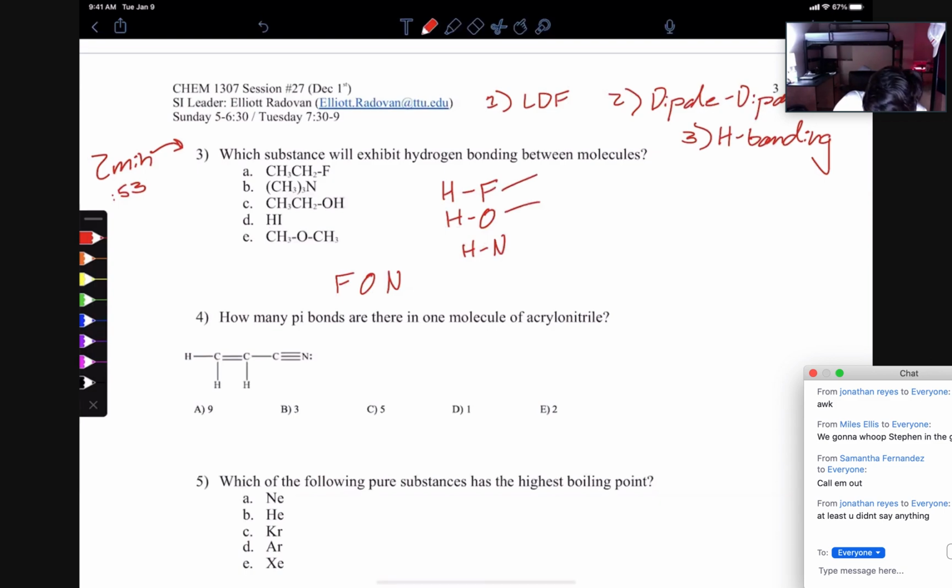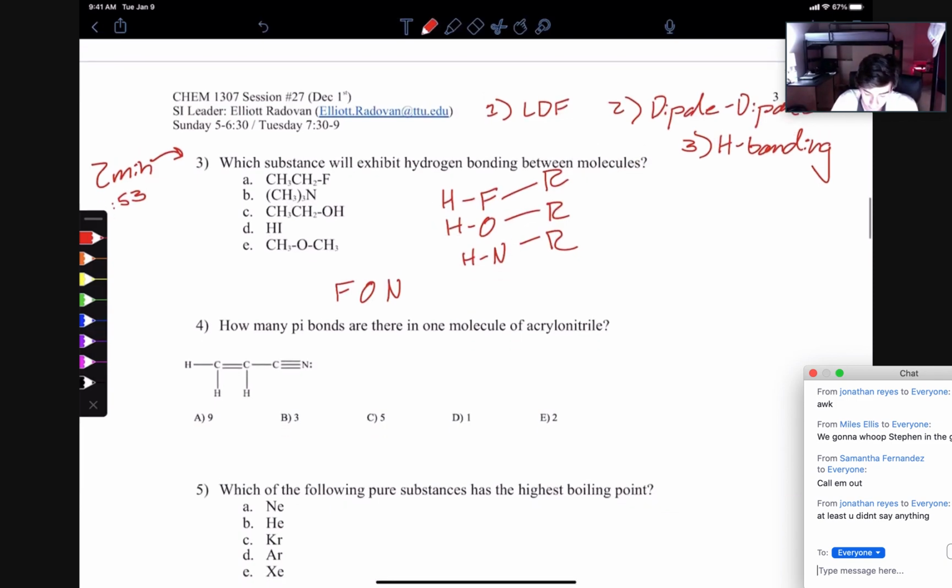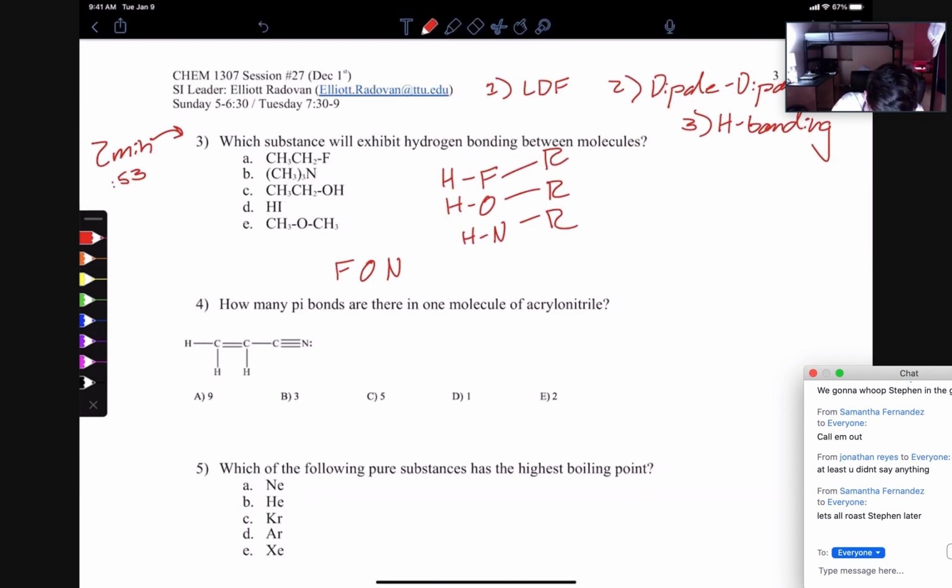So this could be attached to other parts of a molecule, okay? So R just refers to some big molecule, or basically you just have an H bonded to a FON. So that's when hydrogen bonding can happen. What we need to do is look at all of these molecules in each of the answer choices, and look for one, the hydrogen, and two, is it bonded to a FON. Just remember the acronym FON, fluorine, oxygen, nitrogen, and you won't mess up.